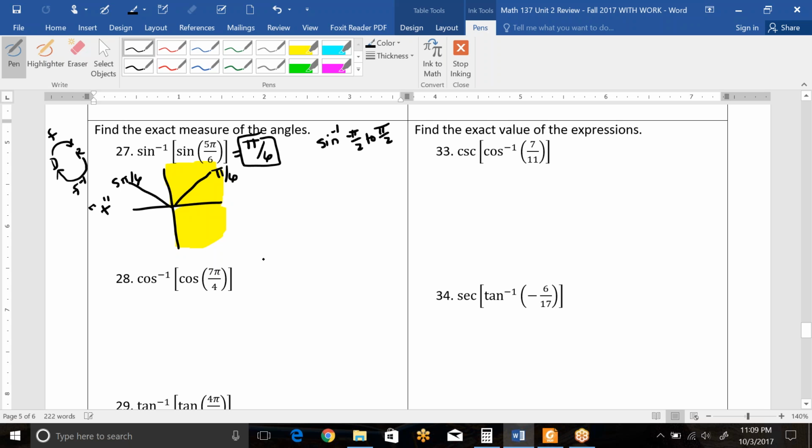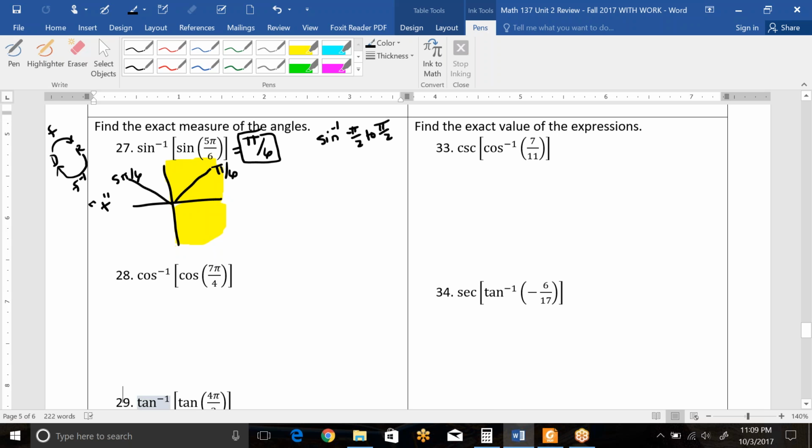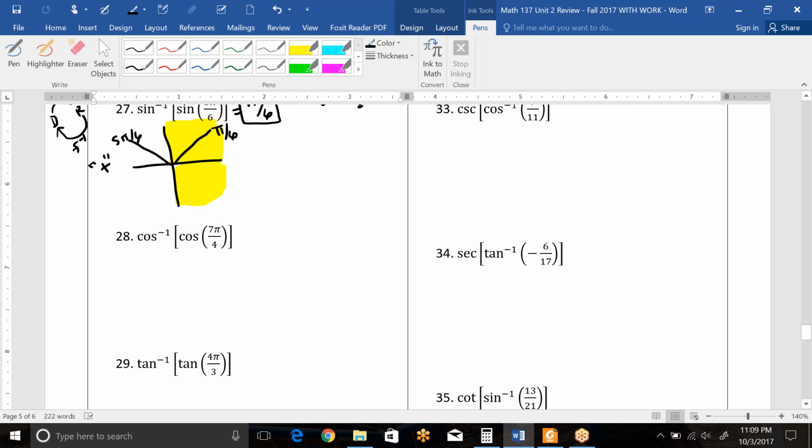Okay, and then let's look at our next one, cosine inverse of cosine of 7 pi over 4. When you're dealing with cosine inverse, it has a different domain. Its domain is 0 to pi. So 7 pi over 4 is not in that range as well. So to be able to talk about doing the inverse and the original together, we need to know what angle would be a better match and have the same cosine ratio.